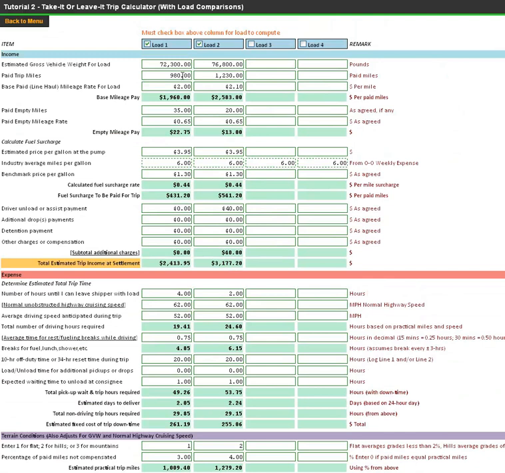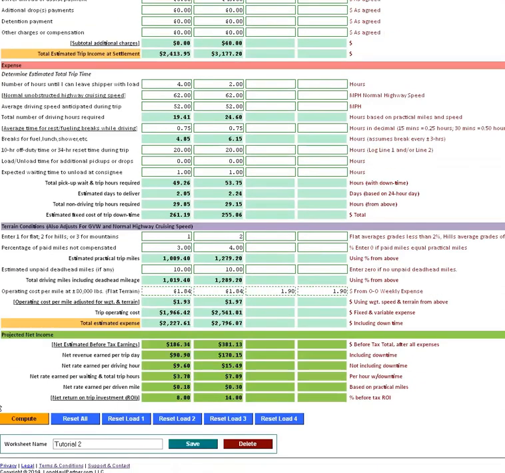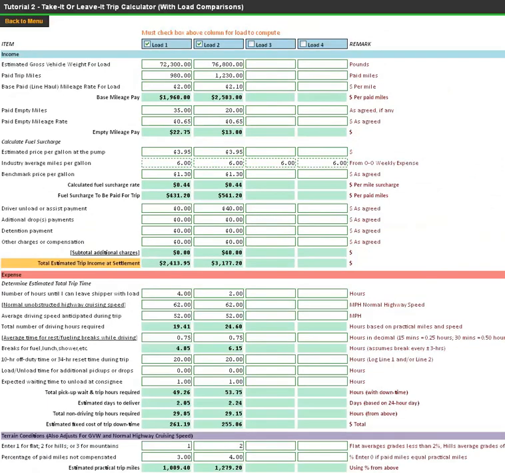Paid trip miles. One of these is 980 miles. The other is 1230 miles, a little longer trip. Baseline haul rate for these loads: the first load is $2 a mile, the second one is $2.10 a mile. That does not include the fuel surcharge. So here's your base mileage rate for the load. These green boxes, when you're filling this out, you come down here and hit the compute button, and these green boxes will auto-calculate for you, and you have to hit the compute button before they'll do that.